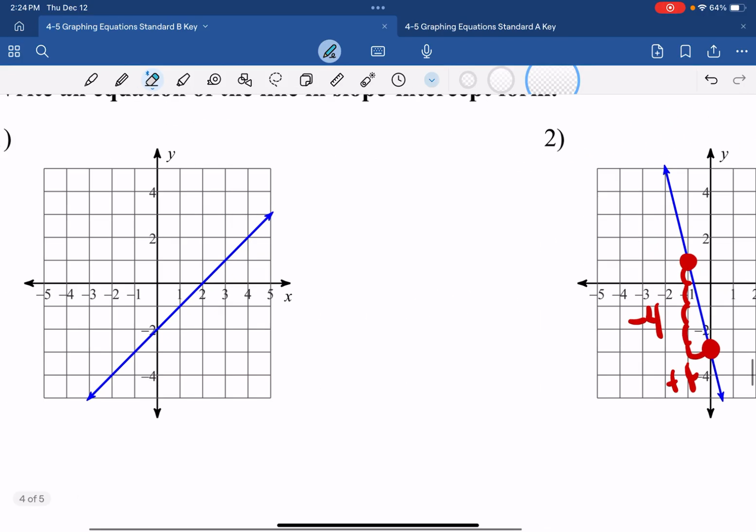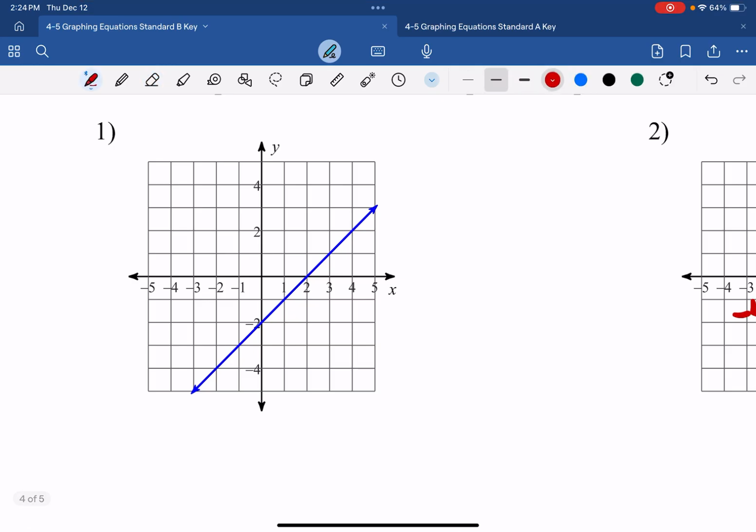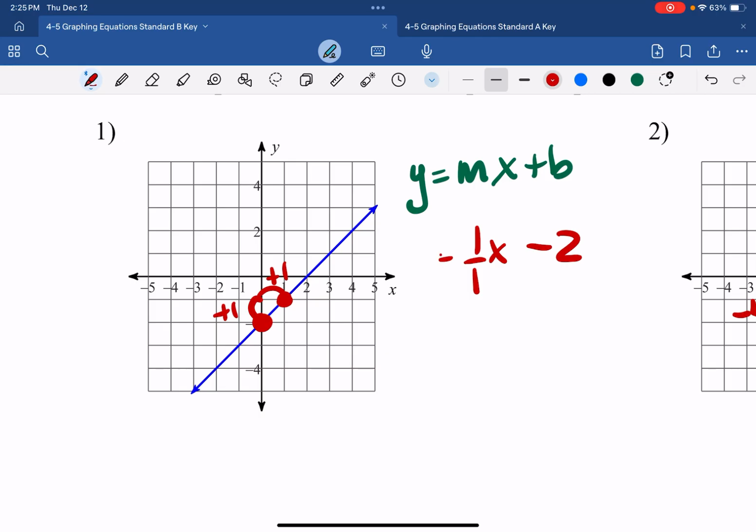Okay, now let's go back to number 1. Let's do the same thing. I always like to start by writing what it's going to look like. Now let's find that y-intercept. It's a -2, so we know it's going to be -2. And we'll find the slope by using 2 points, up 1 to the right 1. So that's 1 over 1x. And then you don't really need to write both of those ones. I don't even need to write any of them. But you can if you want to.